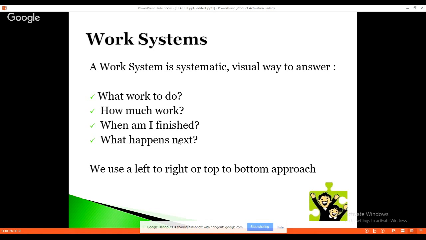Then what happens next? After those 3 worksheets, there's a photo of blocks. So we use a left to right or a top to bottom approach, so it's very clear to the child. After 3 worksheets, you have to do blocks, you fix 10 blocks, and then it's done. It's extremely clear. That's what we mean by work system.